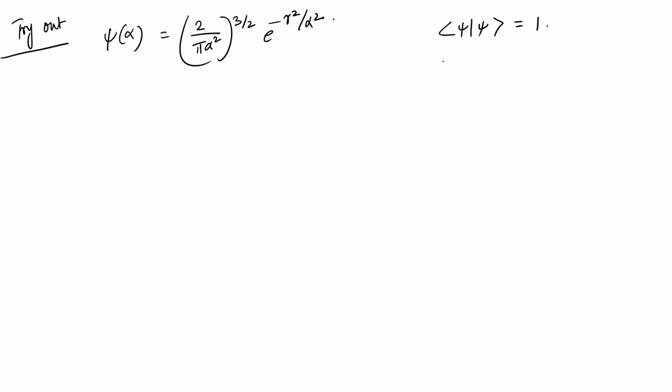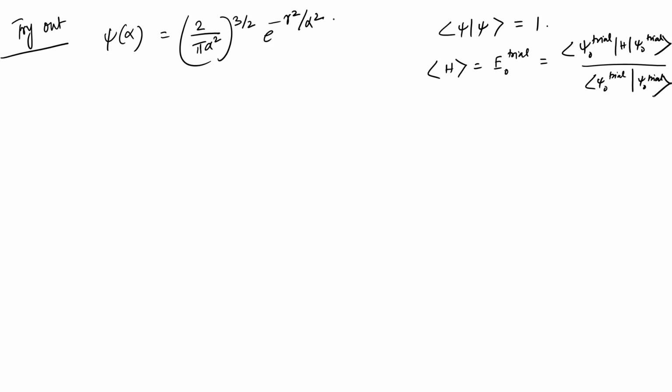In fact, what I did not say is that your expectation value of H, or the energy that you get, so this is E0 trial, you need to actually do the normalization. So, it is psi 0 trial, H psi 0 trial, and this divided by psi 0 trial, psi 0 trial. Okay. So, this normalization has to be done.